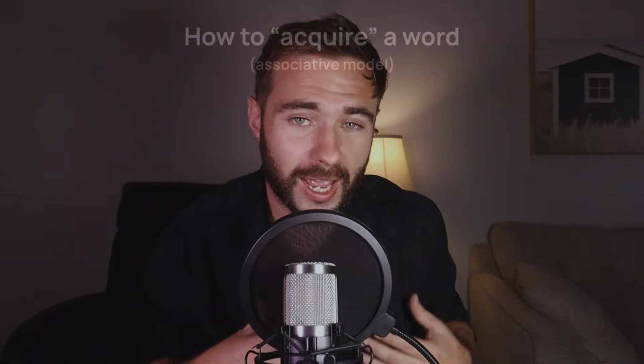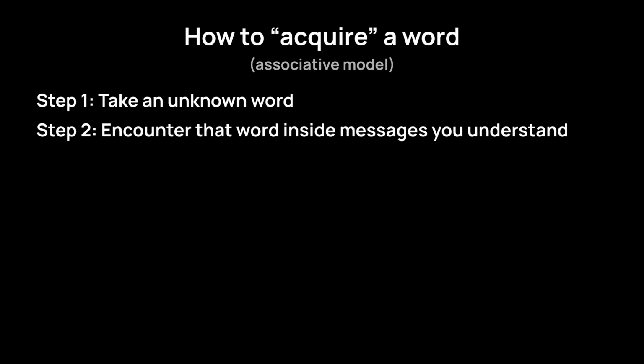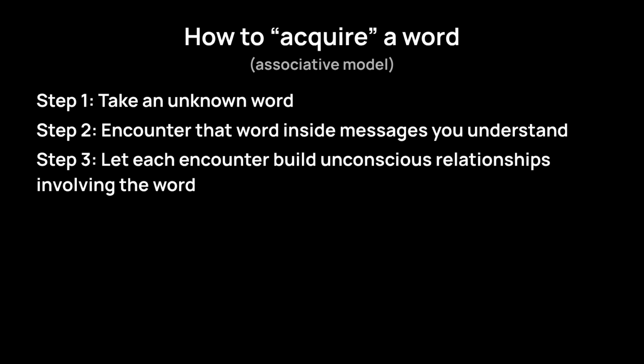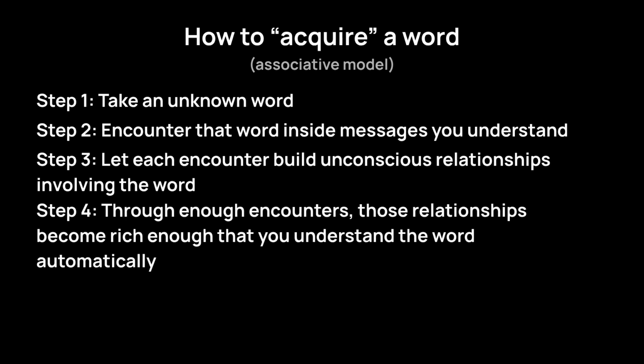And here's where I'd like to introduce the input-based model on how we learn words. Step 1, take an unknown word. Step 2, encounter that word inside messages you understand. Step 3, let each encounter build unconscious relationships involving that word. Step 4, through enough encounters, those relationships become rich enough that you understand the word automatically. An acquisition of a word doesn't just mean you can recall it fast. It means you get that kind of spatial awareness I was talking about when I made the mountain metaphor. You get a deep, native-like feel for the word.